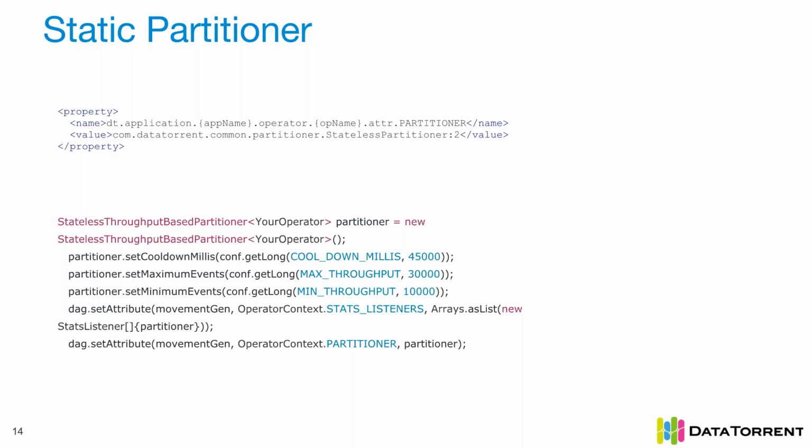Then there is a set maximum events API call, which ensures that once your maximum events goes beyond 30,000, at that point partitioning will be triggered to increase the number of partitions. At the same time, if your events drop below 10,000, your partitions will be reduced by half. You can set these values as a dag.set attribute, and at the same time you can do the same thing for the partitioner attribute.